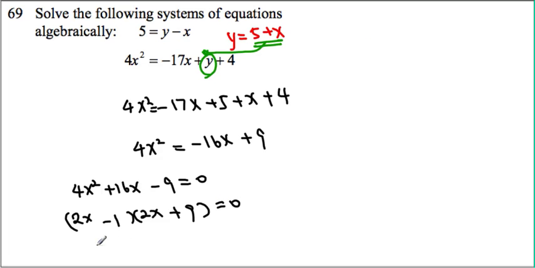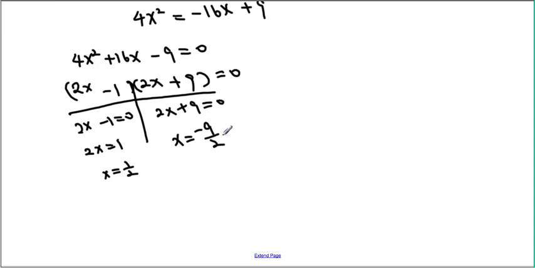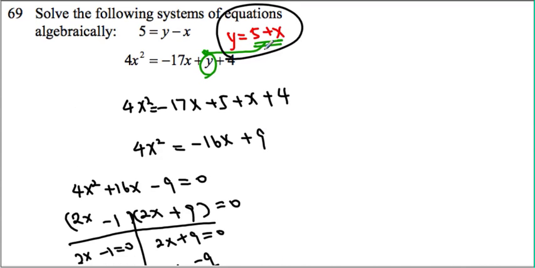So here, then x, to find out x, we end up getting 2x minus 1 is equal to 0. In other words, 2x is equal to 1, where x equals 1/2. How about here? 2x plus 9 must be equal to 0. That means x must be equal to negative 9/2. Now then, when x equals 1/2 and or when x equals negative 9/2, what would be the value of y? We can find that from here.